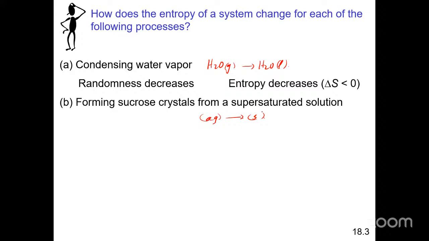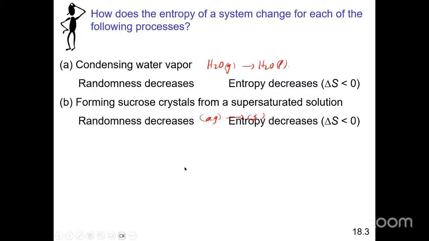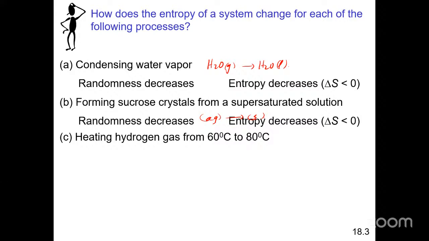Exactly, it would decrease. So randomness decreases, which means that delta S would also be negative, all right? When it becomes disordered, entropy increases. If you're going from more ordered to more disordered, that's delta S positive, because you have to keep in mind that S, the entropy, is a measure of how disordered the system is. All right?